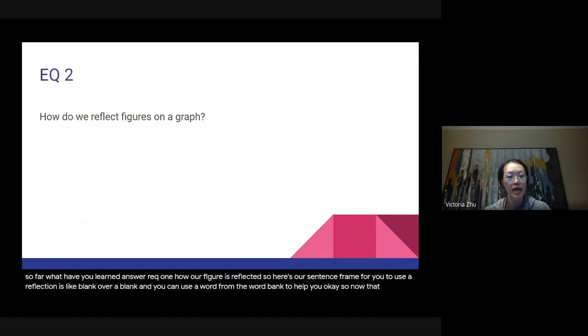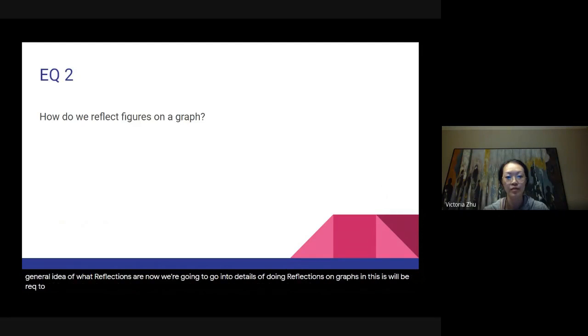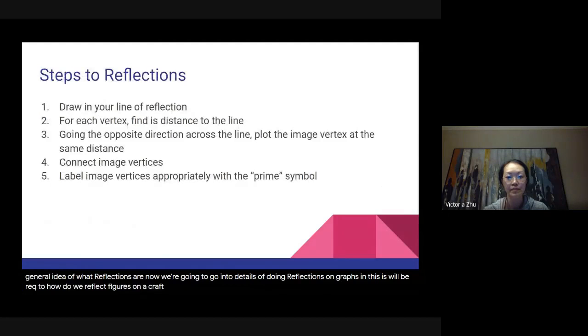Okay, so now that we have a general idea of what reflections are, now we're going to go into details of doing reflections on graphs, and this will be our EQ2. How do we reflect figures on a graph? So here are the steps to the process.